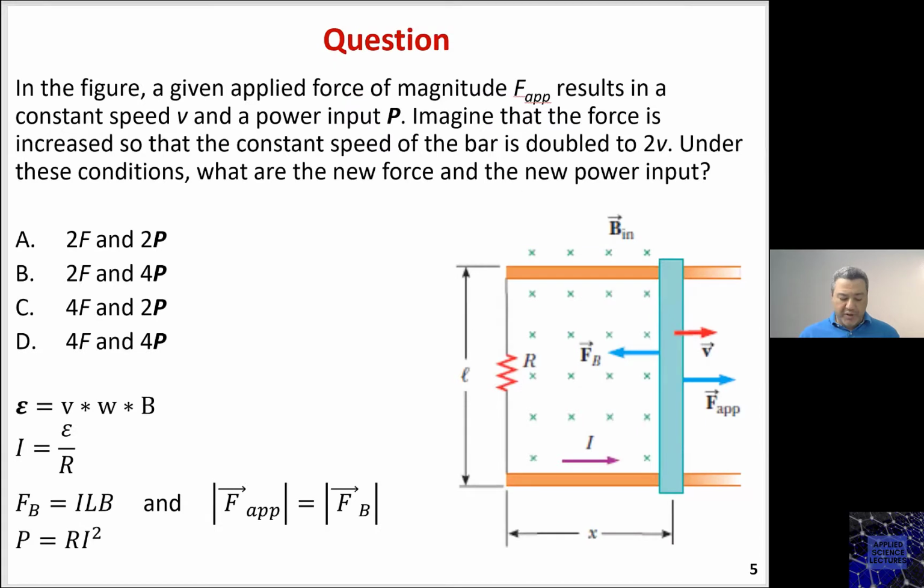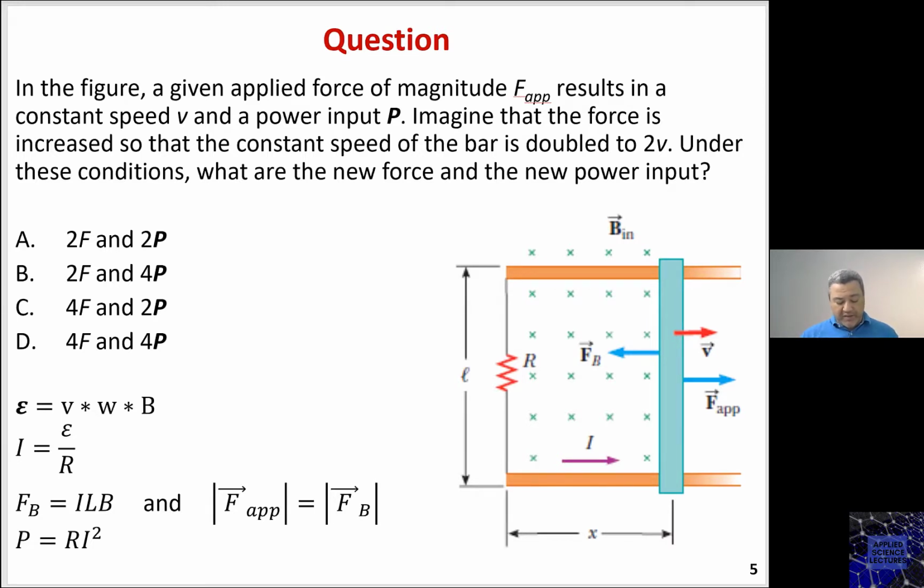In this question, we have the applied force in the same direction as the velocity, and we have the FB as the opposing force. Now, the power is P due to this applied force. Now, imagine that this force is increased so that the constant speed of the bar is doubled. The speed is doubled. Under these conditions, what are the new force and the new power induced?